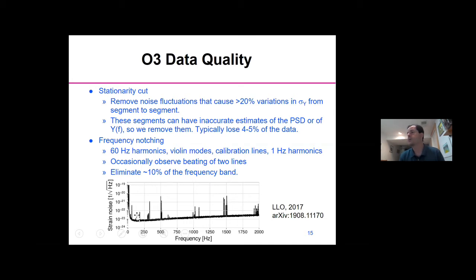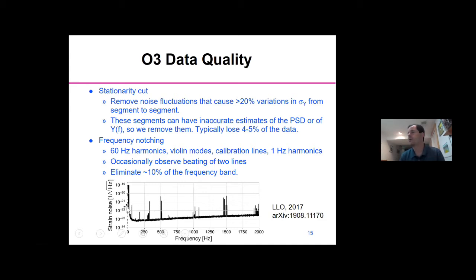But others include calibration lines. As I mentioned, those are used by the commissioners to track the performance of the detectors over time. There are violin modes that are associated with the suspension wires that hold the mirrors. There are very often 1 hertz harmonics or even quarter hertz harmonics occasionally that often have to do with things like clocks that are synchronized even between the two sites, between Livingston and Hanford, through the GPS system. So there's a number of these things that we just simply don't care for.